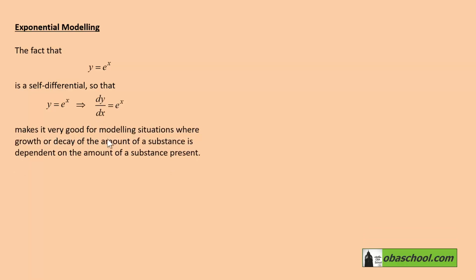Exponential modelling. The fact that y equals e to the x is self-differential, so that y equals e to the x implies that dy/dx is e to the x, makes it very good for modelling situations where growth or decay of the amount of a substance is dependent on the amount of substance present. Examples are things like population growth, although there we're thinking of substances, perhaps people, and the decay of radioactive isotopes.